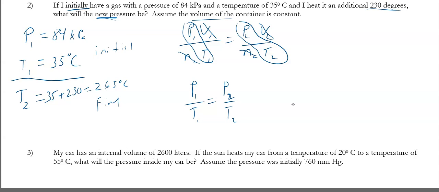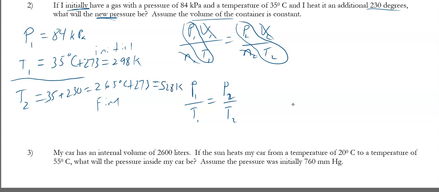All right. Now there's an issue with our temperature units here. Our temperature cannot be in Celsius. It needs to be in Kelvin. To convert, we are going to add 273 to any temperature that's in Celsius. So we're going to do plus 273, plus 273. And when I add those up here, I get 298 Kelvin, and for this one I get 528 Kelvin.